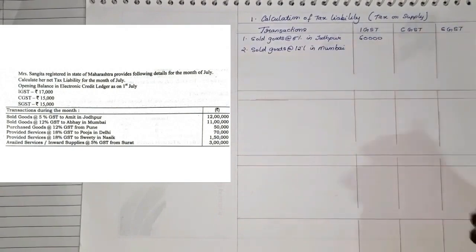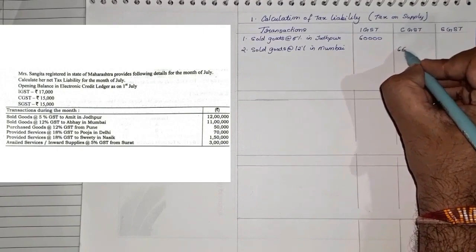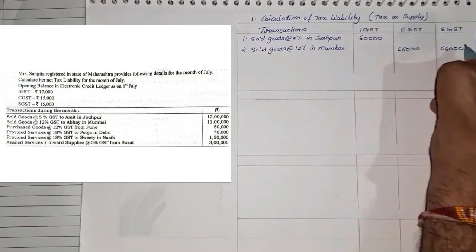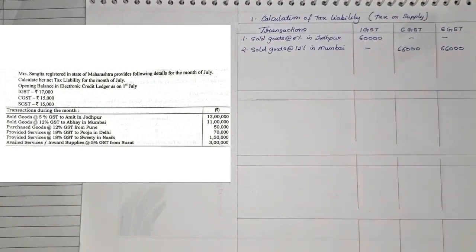Now, Maharashtra, Mumbai, same state. So whatever is the tax, 12% on 11 lakh, we'll have to split that in two parts, so it will be 6% each. 6% of 11 lakhs is 66,000. So 66,000 will go in CGST and 66,000 will go in SGST. Next, purchase cannot come here, provided.